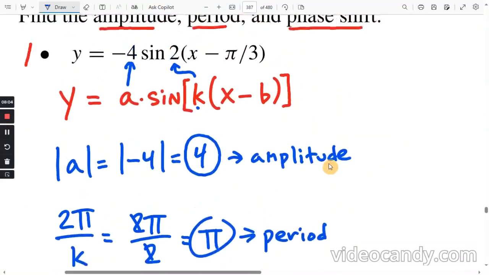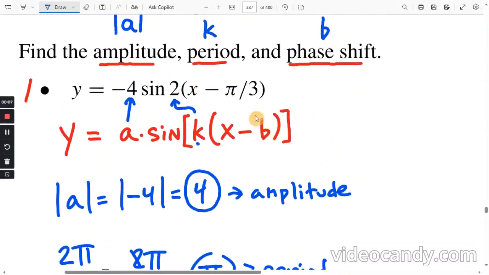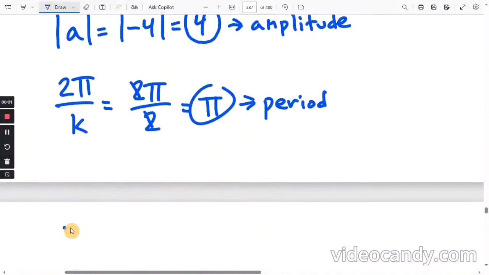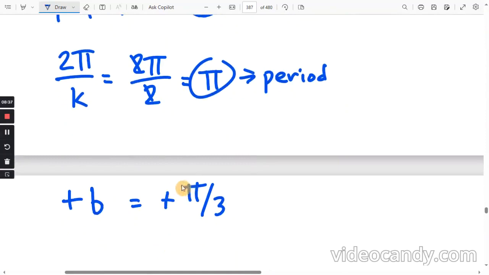And finally, the phase shift is just B. So make sure you watch the plus minus signs. You see that negative B is negative pi over 3. If negative B is negative pi over 3, and then of course if you just multiply both sides by -1, you just change the plus minus sign on both sides. So B is just pi over 3. Positive pi over 3. And that is your phase shift.